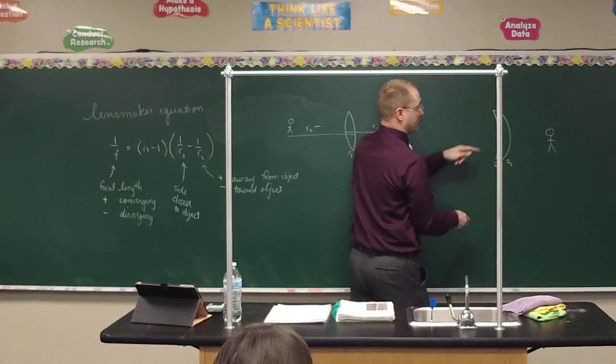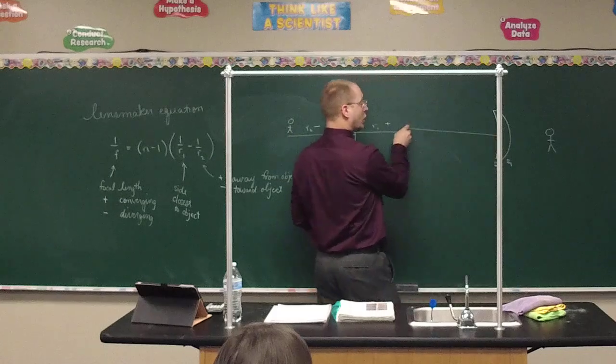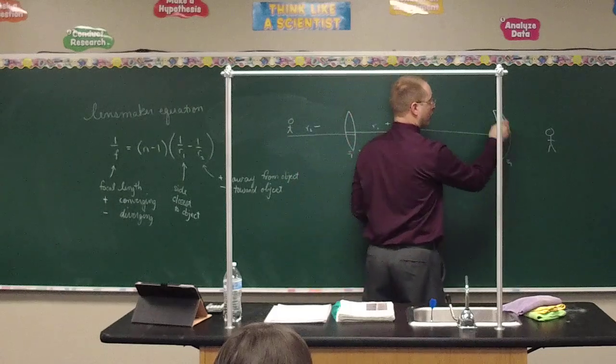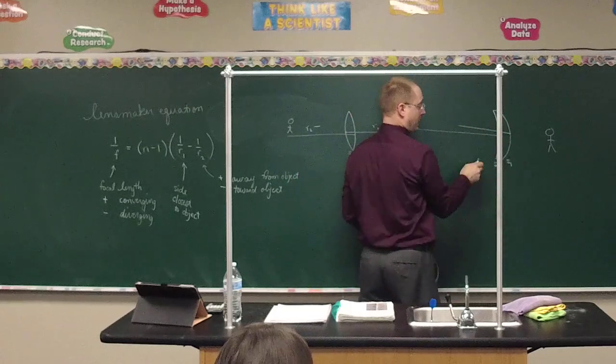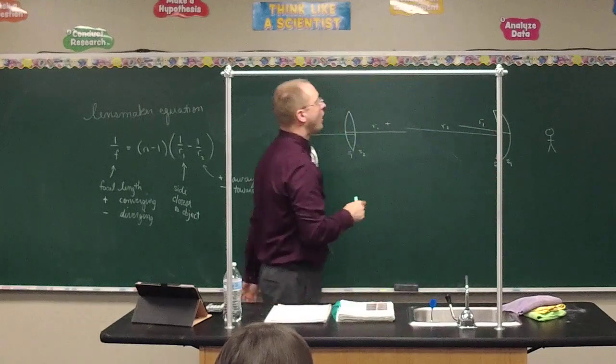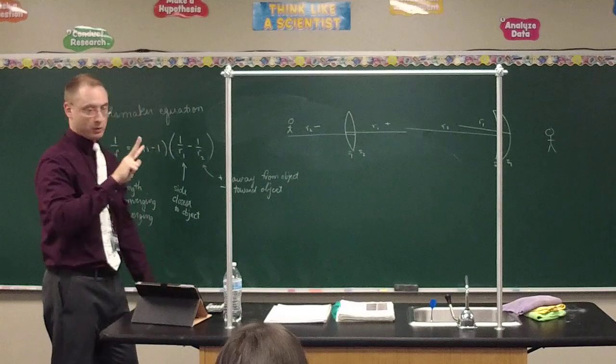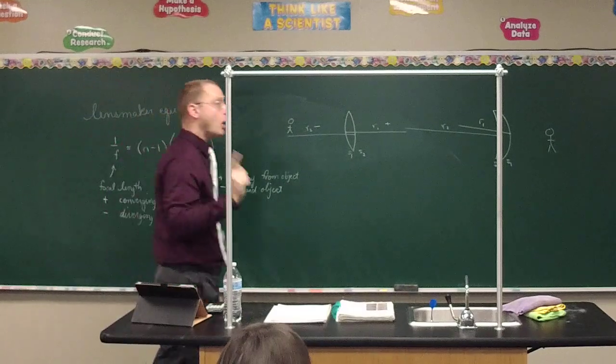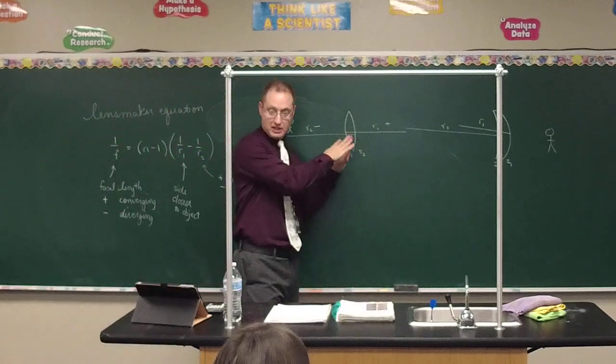Now surface 2, because it's flatter, is going to have a longer radius. Surface 1 is more rounded, it's going to have a shorter radius. This will be radius 1, this will be radius 2. What will be true of both radius 1 and radius 2, class? Both positive because they're away from the object. Does that make sense how the signs work?